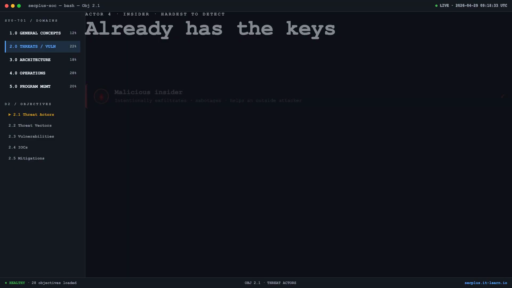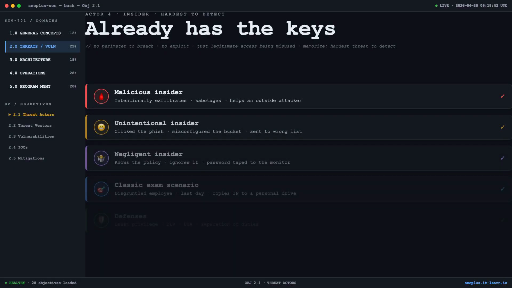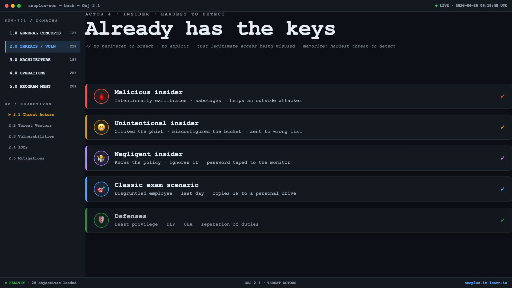The exam splits insiders 3 ways. Malicious, they are intentionally exfiltrating data, sabotaging systems, or helping an outside attacker. Unintentional, they click the phishing link or misconfigure a server. Negligent, they know the policy, they just ignore it. The classic password taped to the monitor.